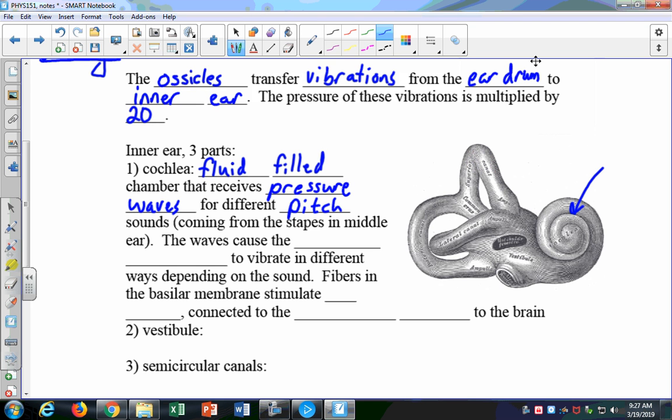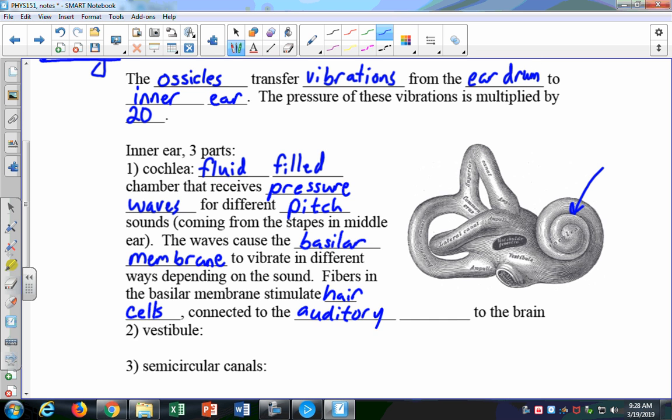The waves cause the basilar membrane to vibrate in different ways depending on the sound. Fibers in the basilar membrane stimulate hair cells that are connected to the auditory nerve. Sounds like from Mississippi or something. That connect the auditory nerve to the brain.